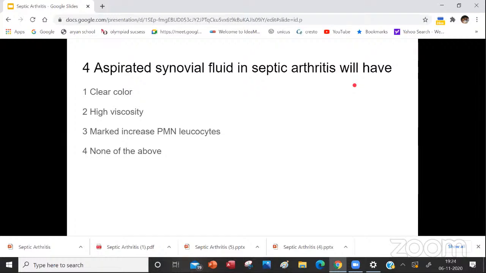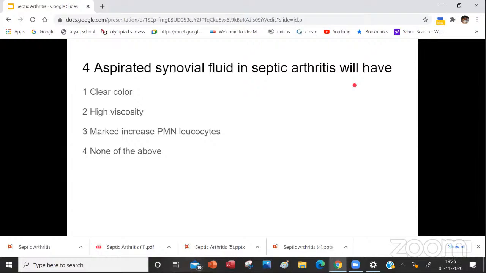So once you do synovial fluid aspiration, you have to do synovial fluid analysis in terms of physical appearance and chemical constituents in the form of protein and sugar. Then comes your cytology, what kind of cells you see and what is the cell count. Then comes your microbiology, either by staining and of course by culture. So aspirated synovial fluid in septic arthritis will have what?